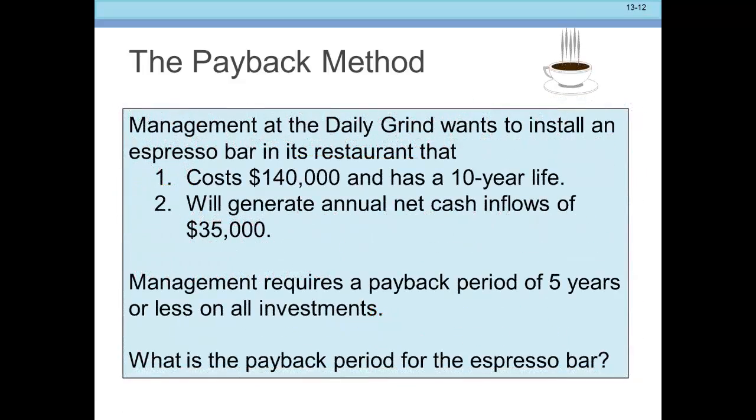Assume the management of the Daily Grind wants to install an espresso bar in the restaurant. They know that the cost of the espresso bar is $140,000 and it has a 10-year life. They also estimate that the bar will generate annual net cash inflows of $35,000. Management requires a payback period of 5 years or less. Sketch, can you calculate the payback period on the espresso bar?